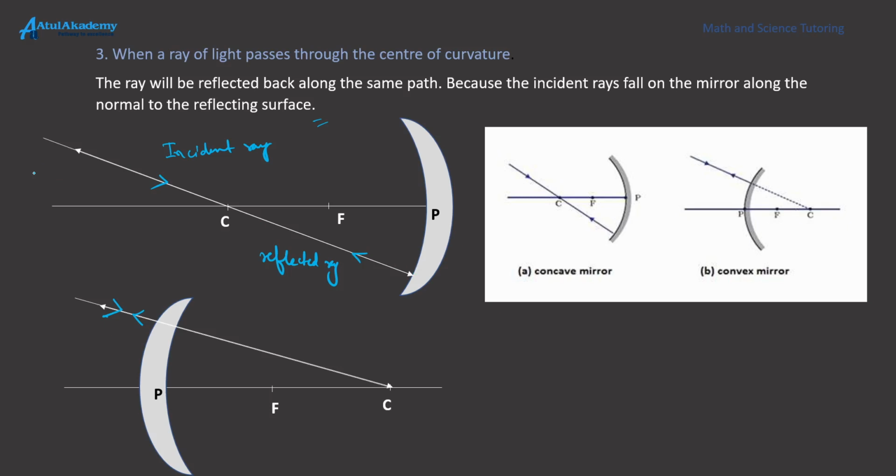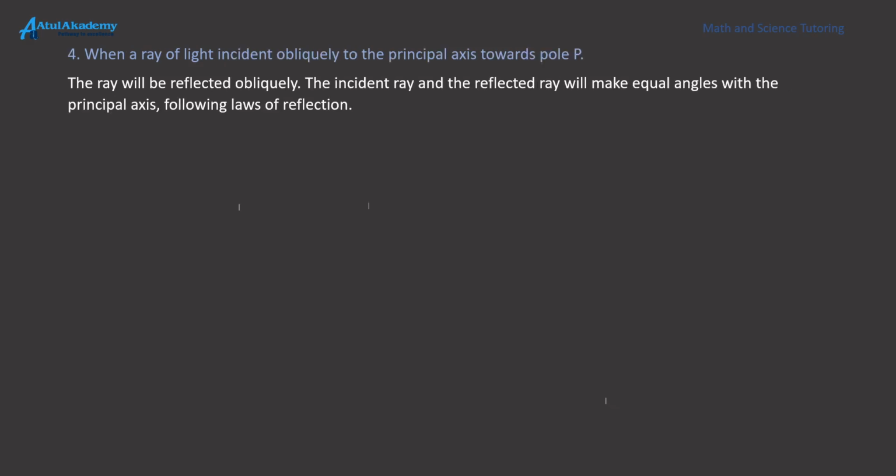Now the last rule is, when a ray of light is incident obliquely to the principal axis towards the pole P. Obliquely means it's making an angle with the principal axis. So here the law of reflection will apply. If it is incident at an angle at the pole, it will be reflected back also with the same angle.